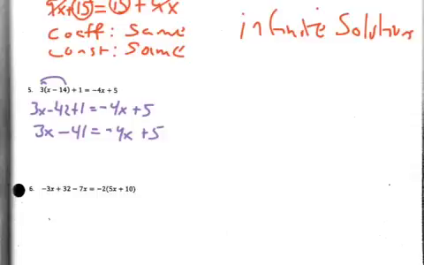Okay, so if you look at number 5, all I did was distribute my 3 to get 3x minus 42 plus 1. Then I took negative 42, added 1 to it to get negative 41. And so let's observe, let's see if we can detect what's going on here. Look at my coefficients. My coefficients are different.